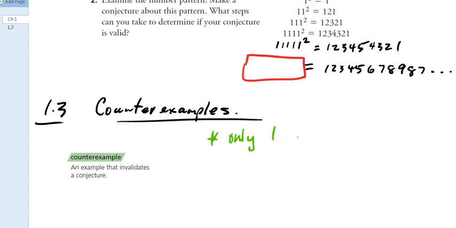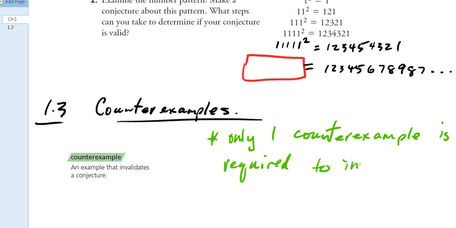Only one counterexample is required to invalidate your conjecture. So just as long as you know that, only one counterexample is required. If there are more, well, you know for sure you're out to lunch there.